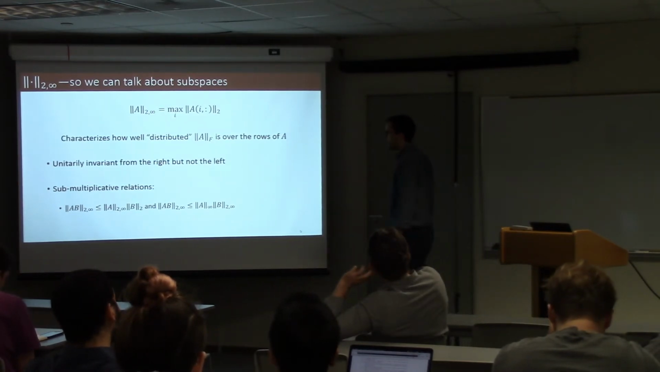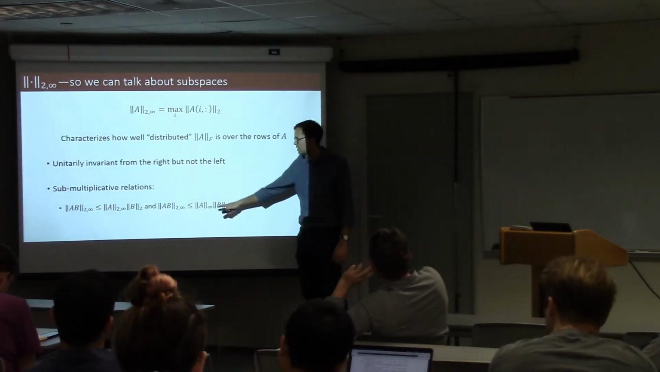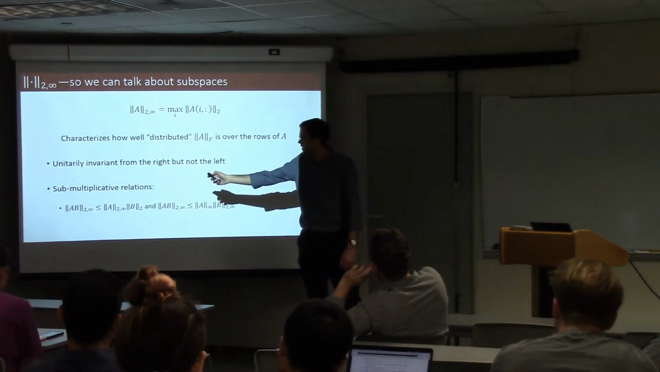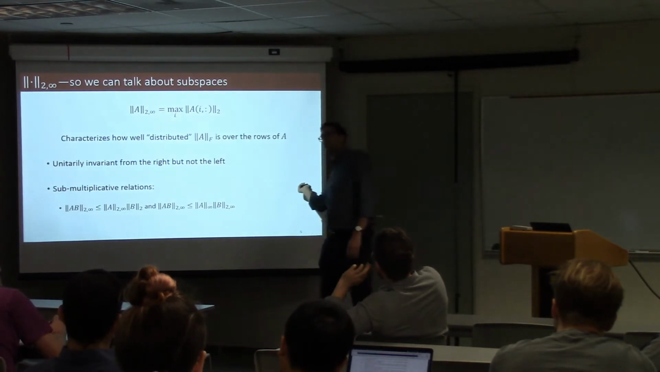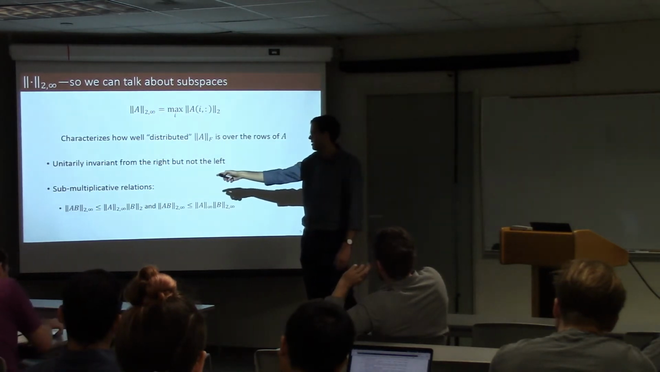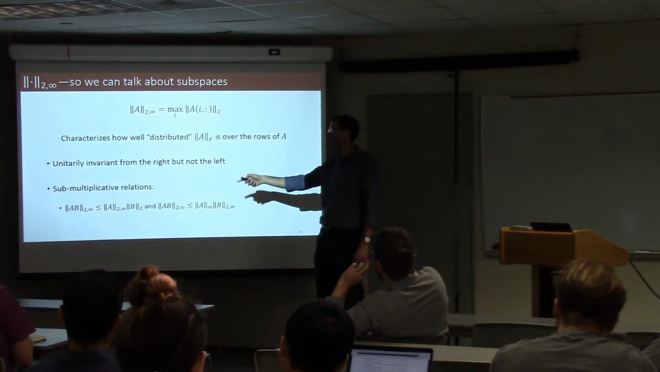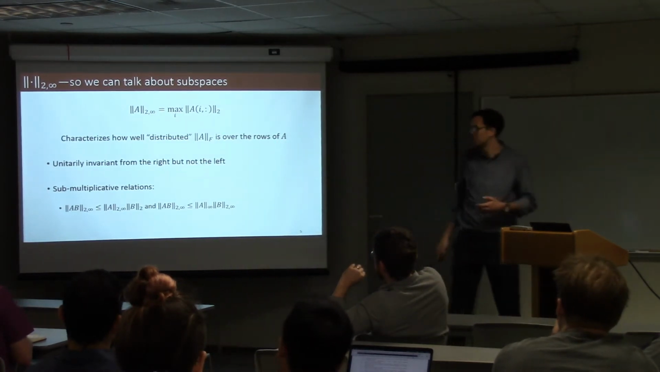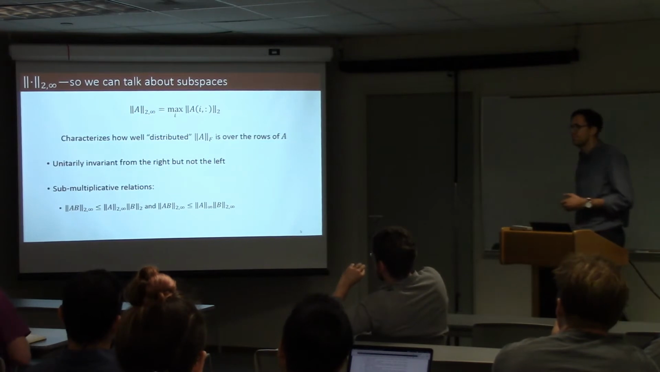And it does satisfy some nice submultiplicative relationships with the 2 norm and the infinity norm. So if I have a product AB, I can pull 2 norms out of the right. So the 2 to infinity norm of AB is less than the 2 to infinity norm of A times the 2 norm of B, or I can pull infinity norms out the left, okay? And these come from looking at this as an induced matrix norm, all right?